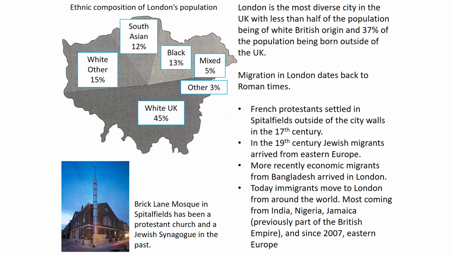And you can see on the left-hand side, we've got the Brick Lane Mosque in Spitalfields. It used to be a Protestant church, now it's a mosque, and it was also a synagogue in the past, demonstrating 3 changes of religion there. And it's the most diverse city in the UK.